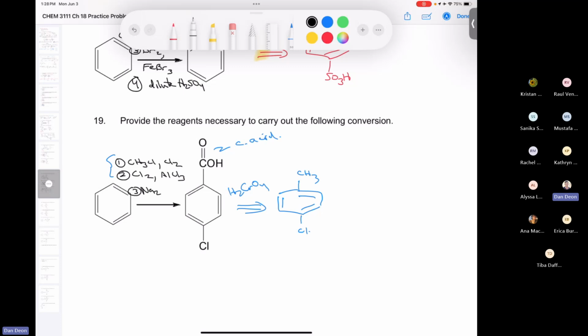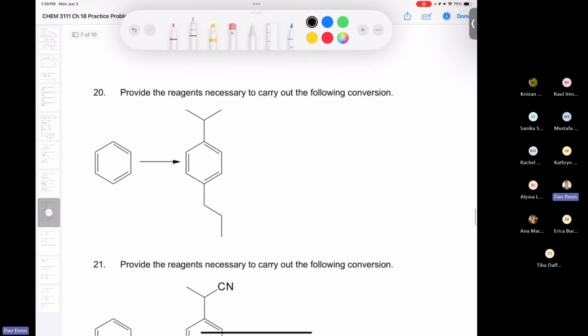I'm going to use sodium dichromate, sulfuric acid, H2SO4, and water, like that. All right, there we go. So that's a 3-step synthesis, upping the ante here.